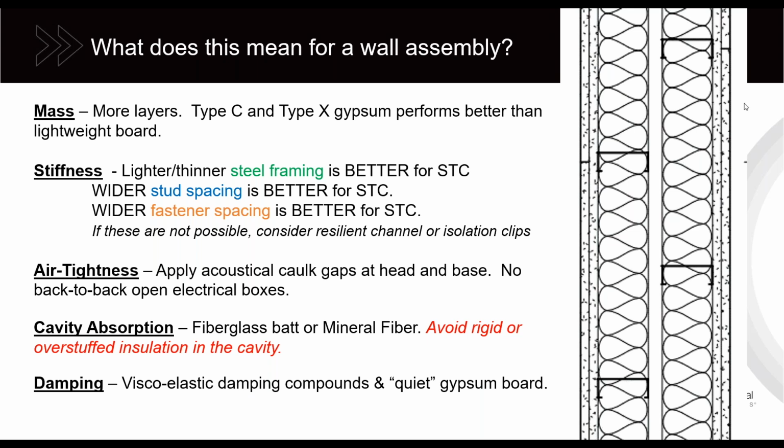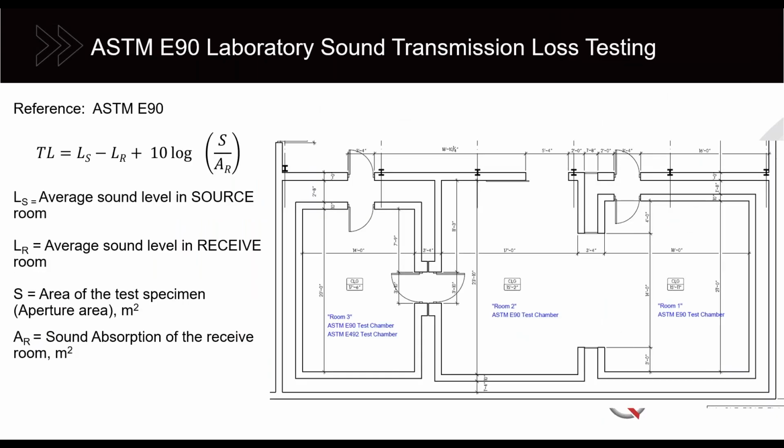And then finally, damping. There's a way to introduce more friction in the vibration of these materials. So this would be something like the viscoelastic damping compounds or the quiet gypsum board products that are out there. These are real materials. They have real benefits. They're a good tool in the toolbox. But again, remember that you're looking for systems performance and not just one magic bullet material that might perform in all possible conditions. So I'll tell you a little bit about how we run this test.